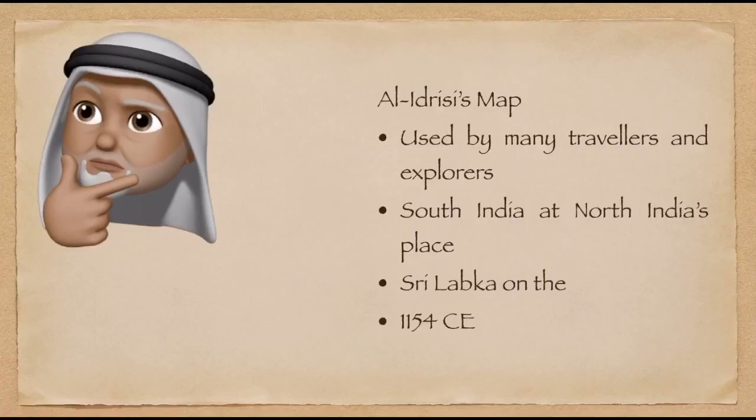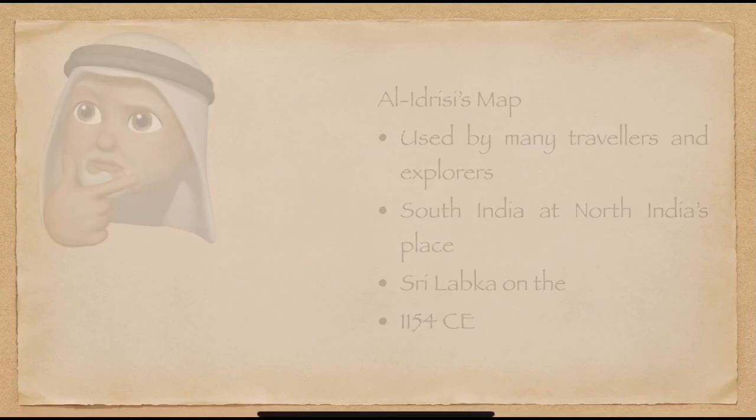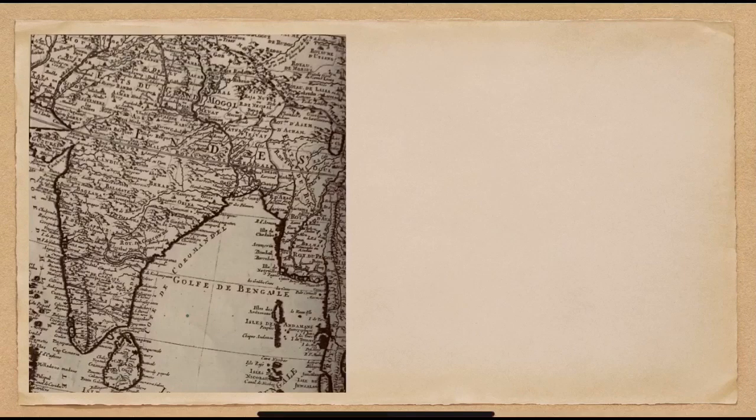Now, since this map is not perfect, we will study another map, which is the second map given in your chapter 1 of NCERT. And it is the same map which you are seeing on your screen right now.